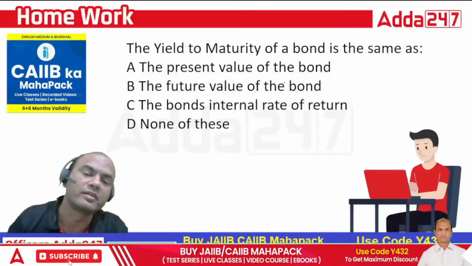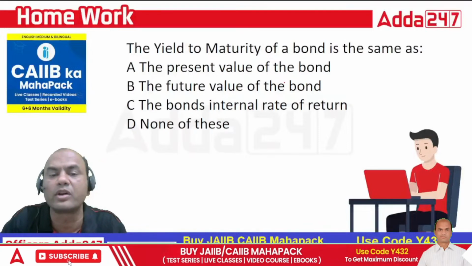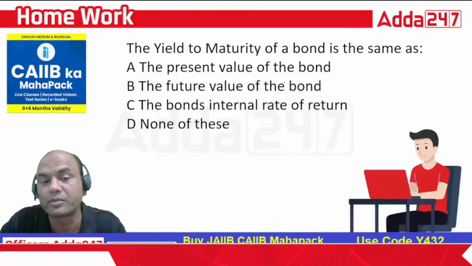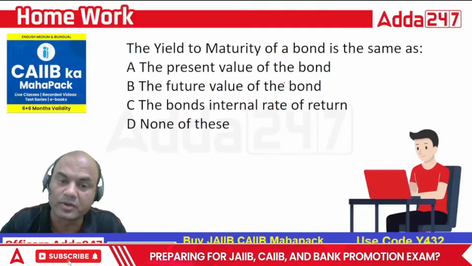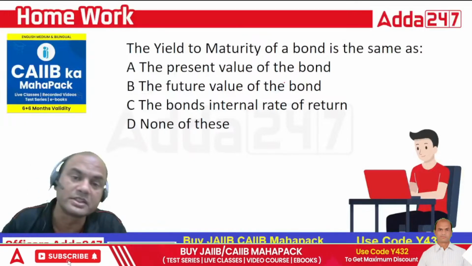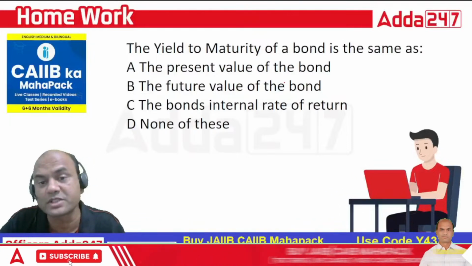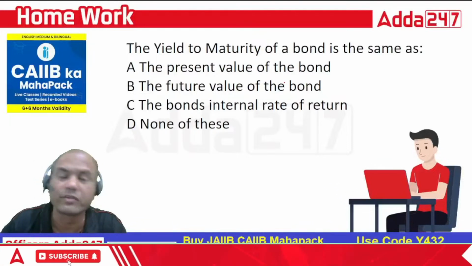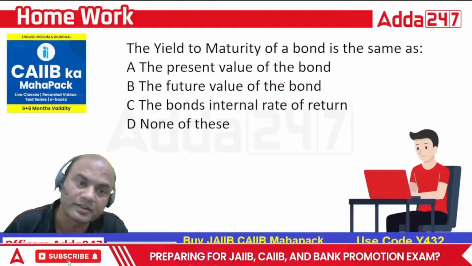Now one for your homework. The yield to maturity of the bond is same as: the present value of the bond, the future value of the bond, the bond's internal rate of return, or none of these. This is what you have to check. Very tricky question, but very simple answer. Tomorrow I'll answer it.